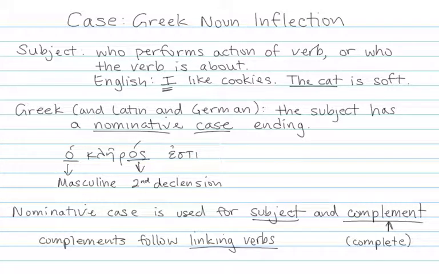So we've got a linking verb, estin. Linking verbs act like a giant equals sign, where the subject equals the complement. The two are interchangeable. So in this case, my complement is mikros, small. The plot of land is small. You'll notice both the subject and the complement have the nominative case ending.